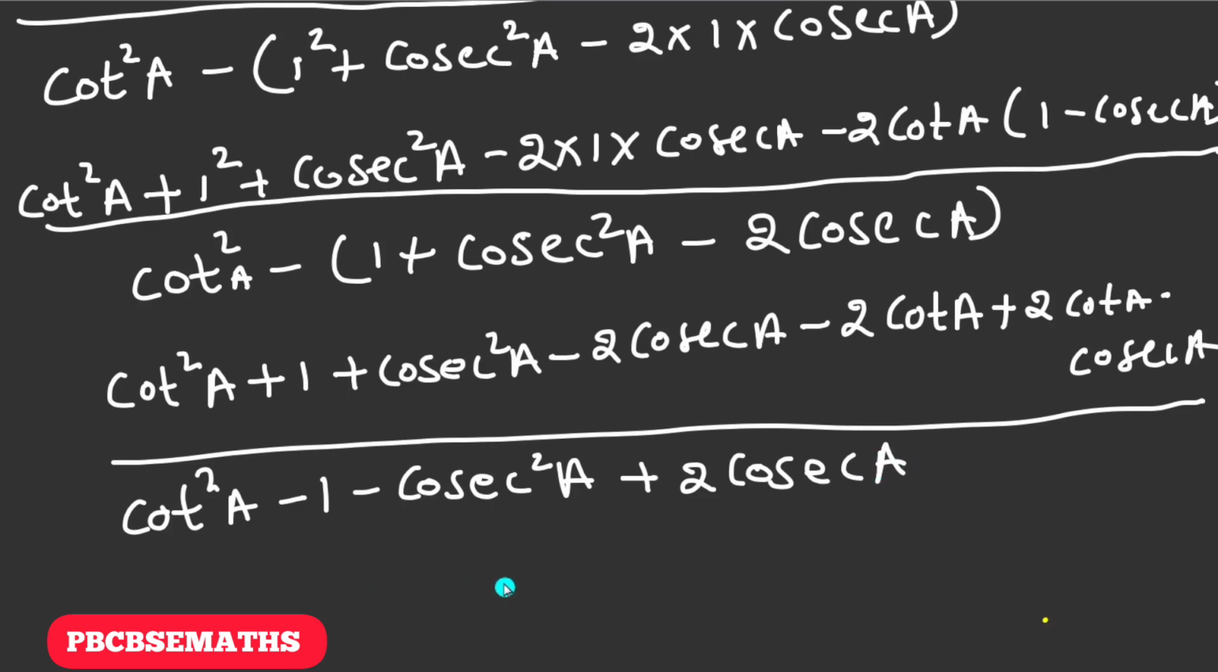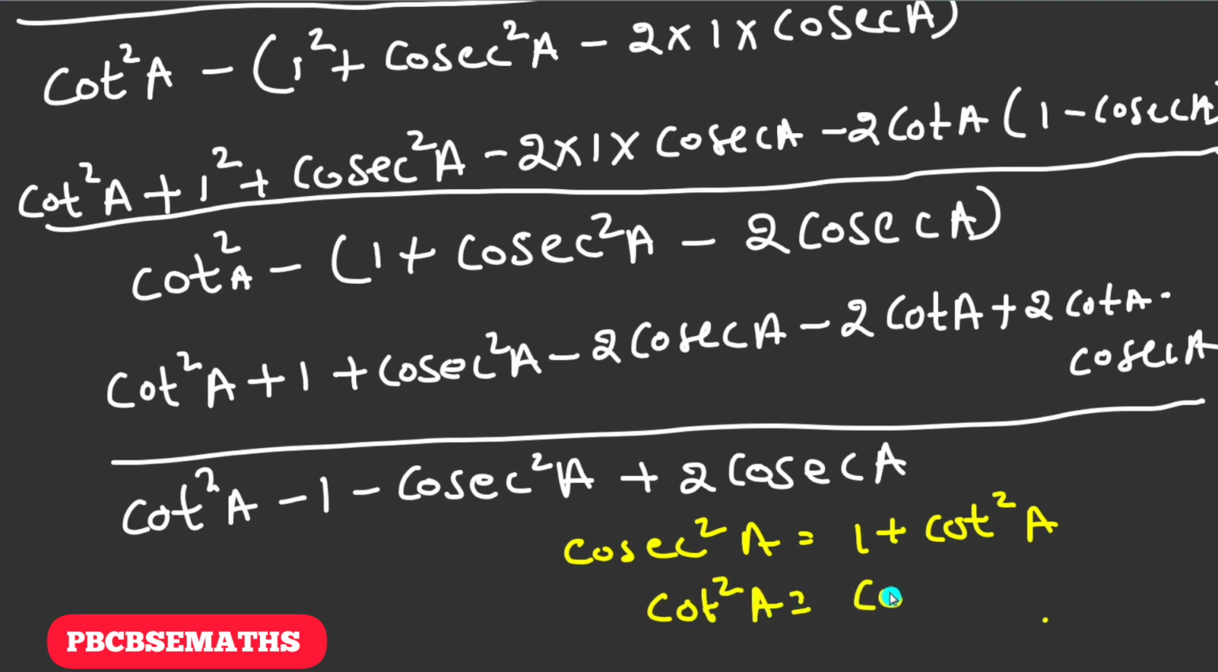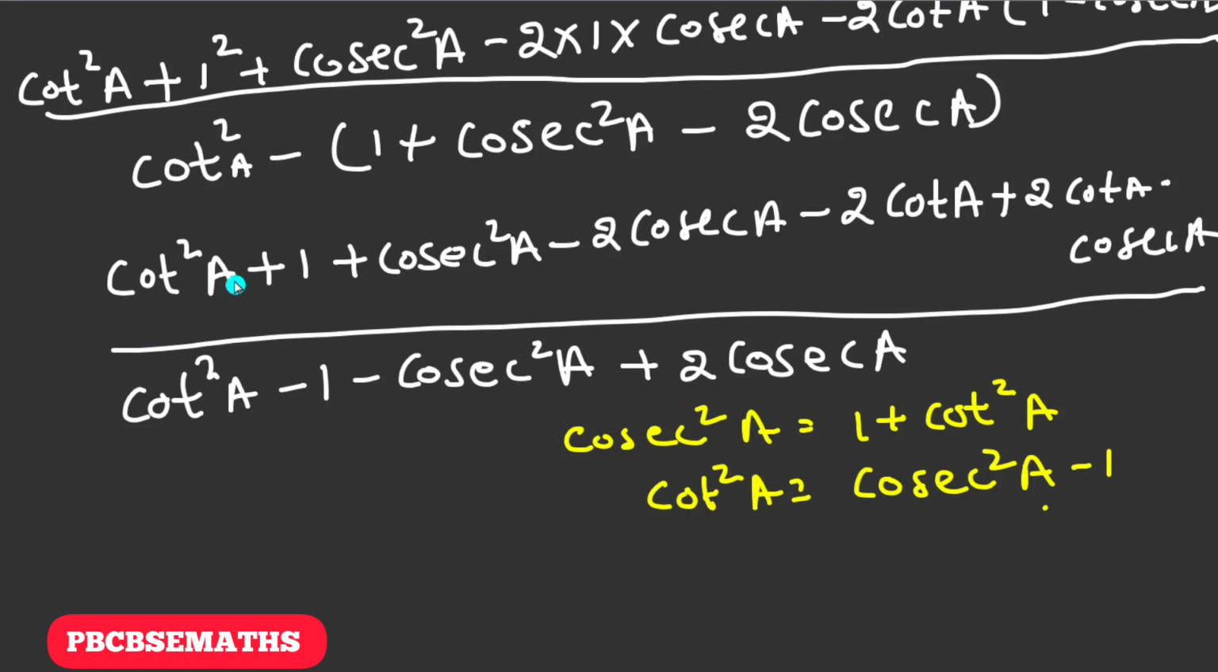Now it is given that cosec square A is equal to 1 plus cot square A. Then cot square A is equal to cosec square A minus 1. So let's replace this cot square A by cosec square A minus 1 in the expression to further simplify this problem.